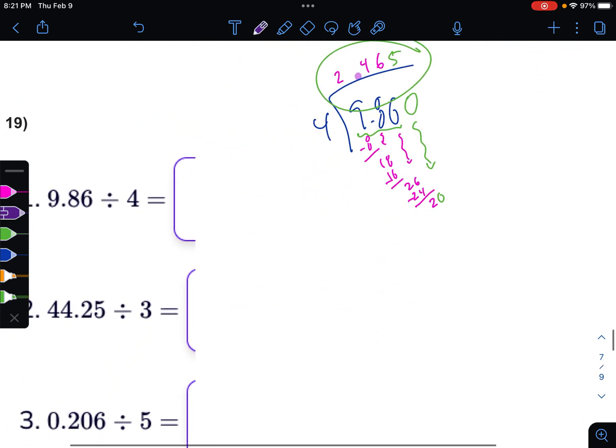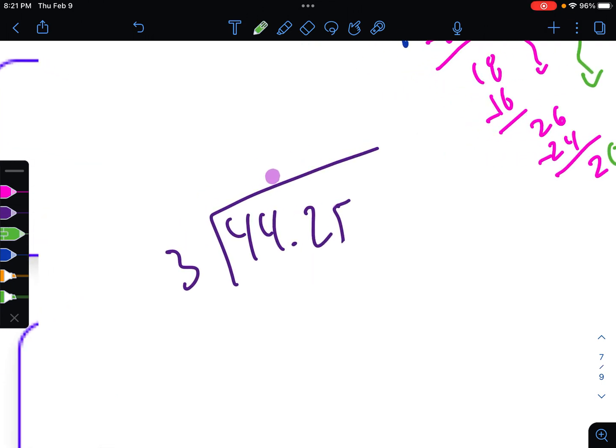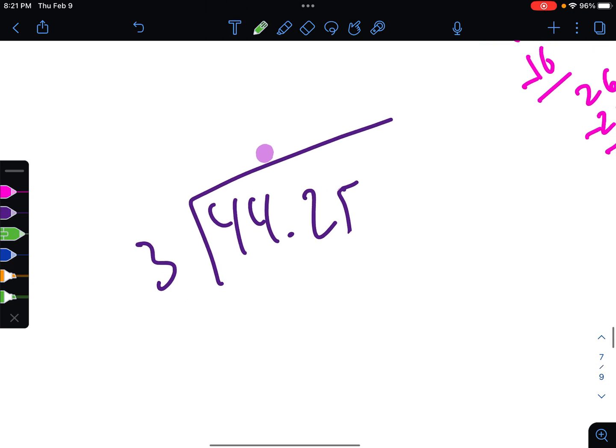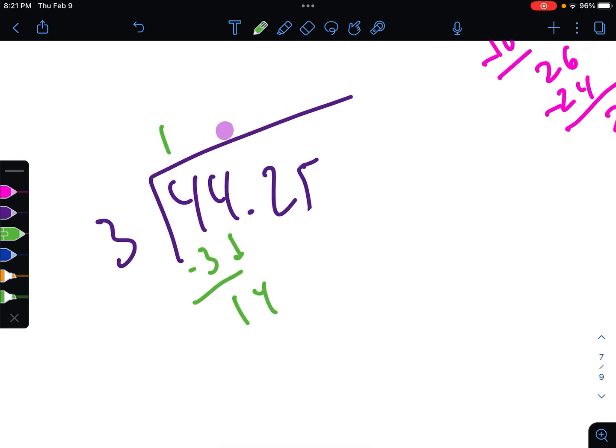Let's do the next one. All right, so I have 4.25 divided by 3. No decimal out here, so we can leave it alone. We're all good. I'm going to put my decimal up in my answer, and then I'm going to keep solving. Considering that last one we did, we're probably going to have to add zeros on this thing. 3 goes into 4 once. 1 remainder. Drop the 4 down. 3 goes into 14 4 times, which is 12.